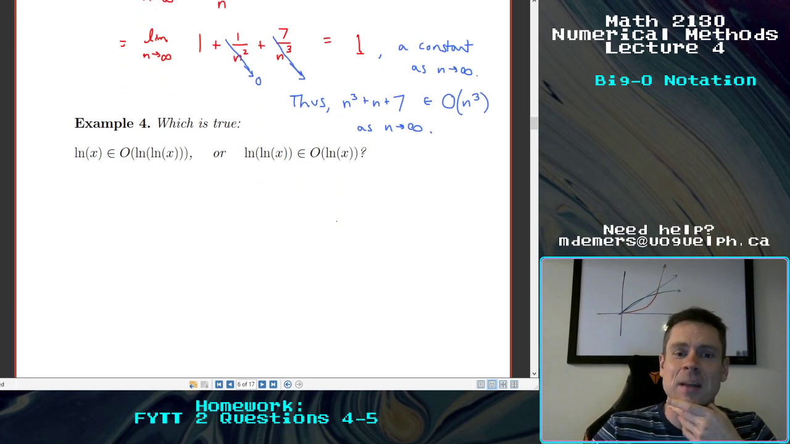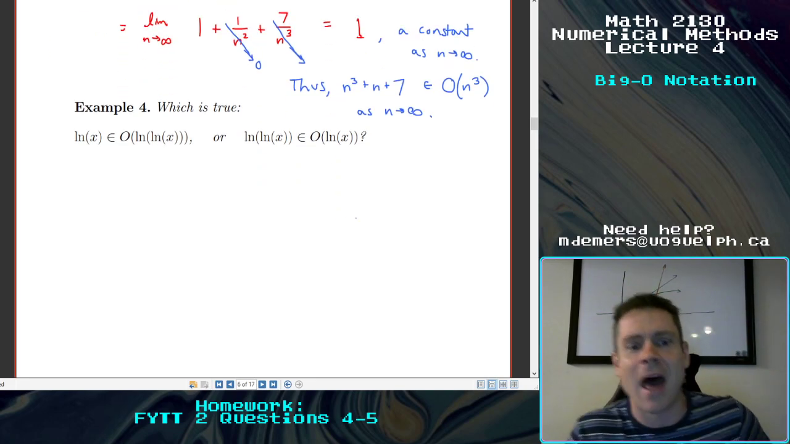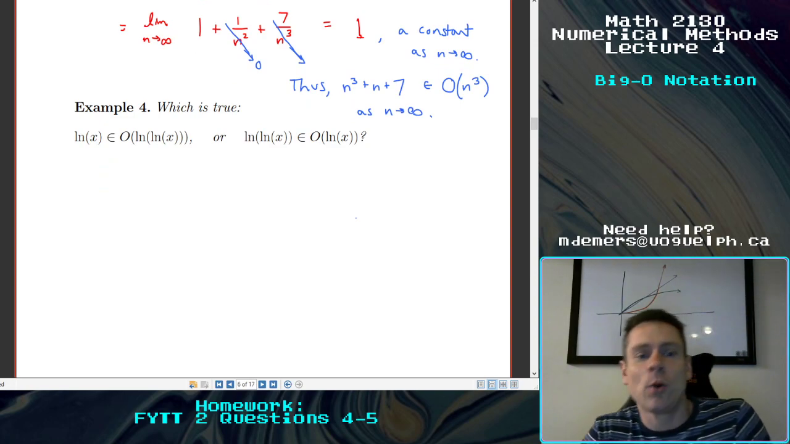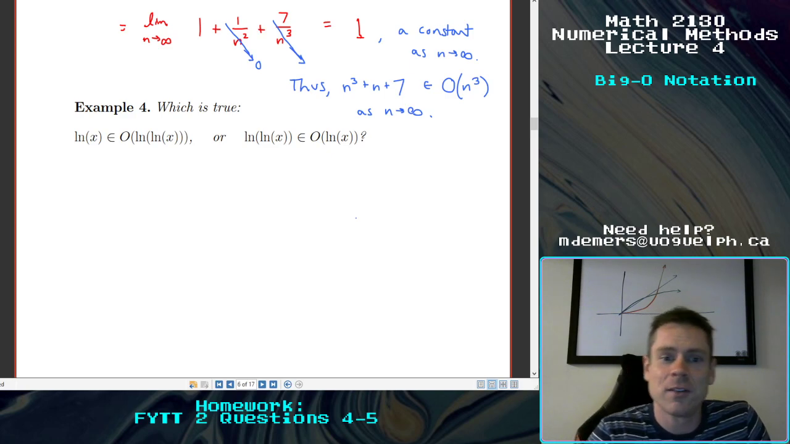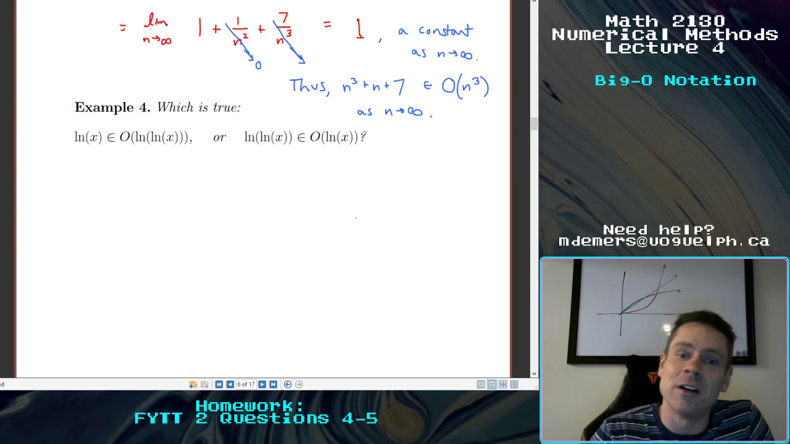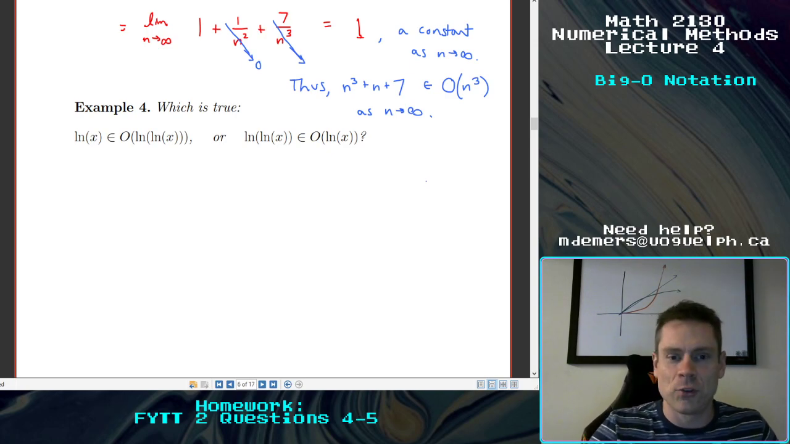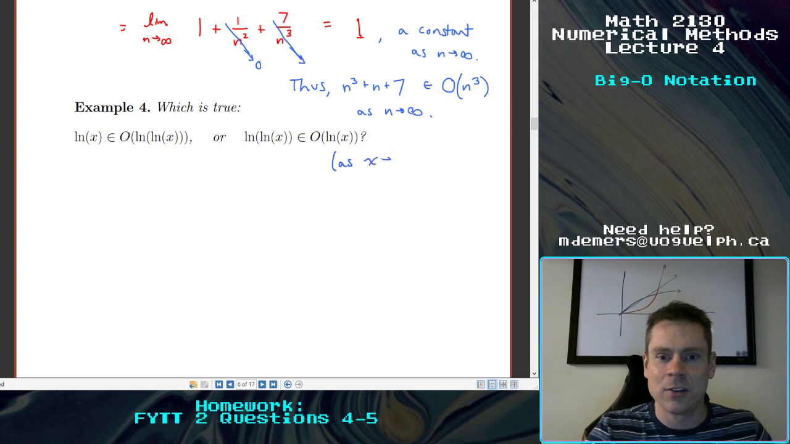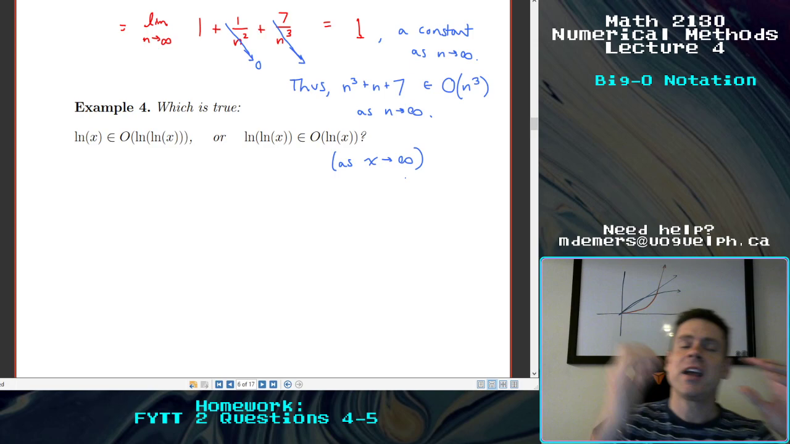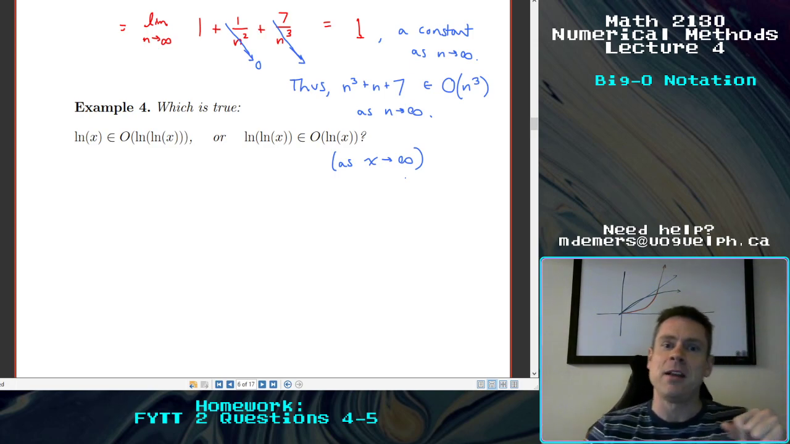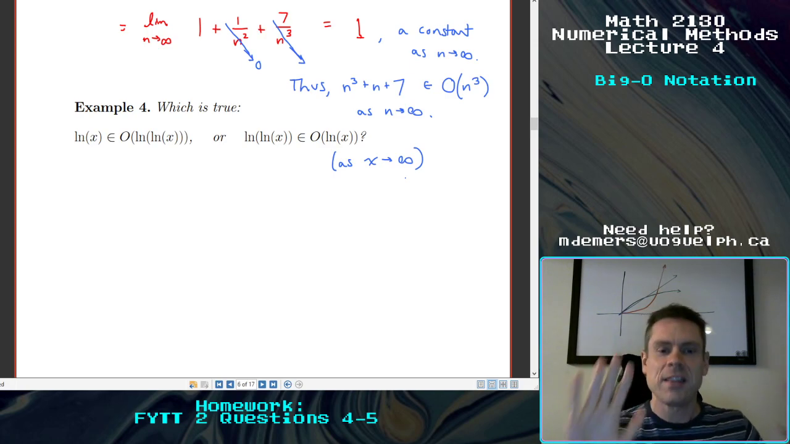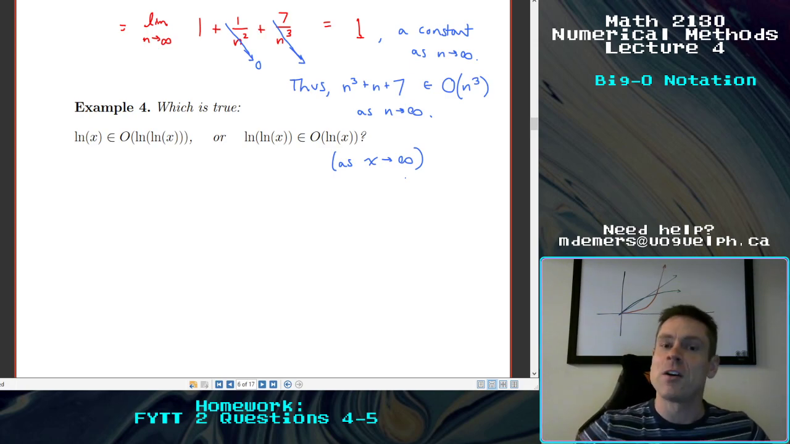Okay, here's the next example, which is a little bit interesting, but it's not that interesting. Which is true: ln of x is on the order of ln of ln of x, or ln of ln of x is on the order of ln of x? And of course, here we mean as x goes to infinity. Okay, let's think about this. If we think of what on the order means, it means the first function grows no more quickly than the second function, or a function of the type of the second.